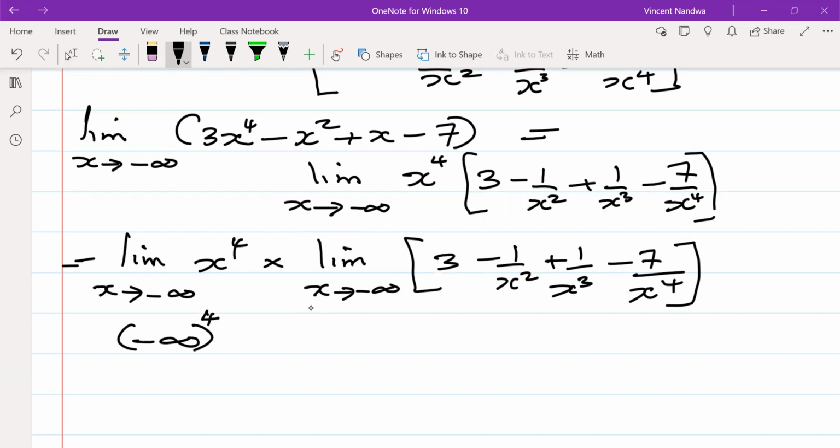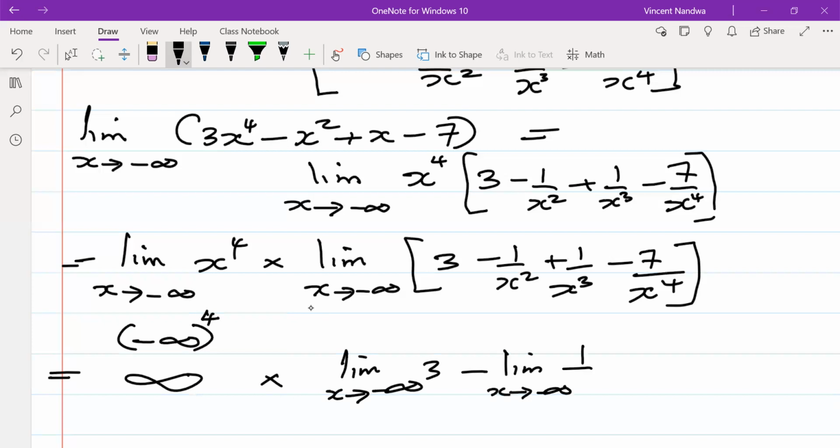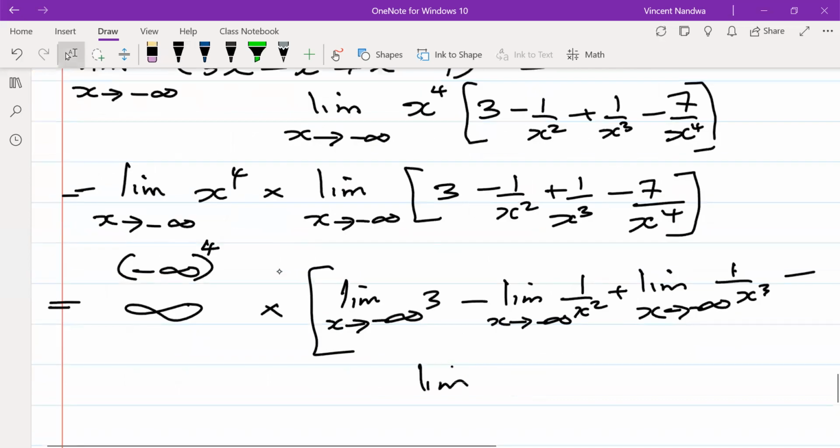If you have a negative number raised to an even power, do you get negative or positive? Okay, so there's no mistake, you got a positive. Okay, no problem then. So let's go to the next step. So we'll have the limit, let's expand this. The limit as x approaches minus infinity of 3 minus the limit as x approaches minus infinity of 1 over x squared plus the limit as x approaches minus infinity of 1 over x power 3 minus the limit... in fact, I can factor out 7. Hope that one doesn't confuse you. So then x approaches minus infinity.